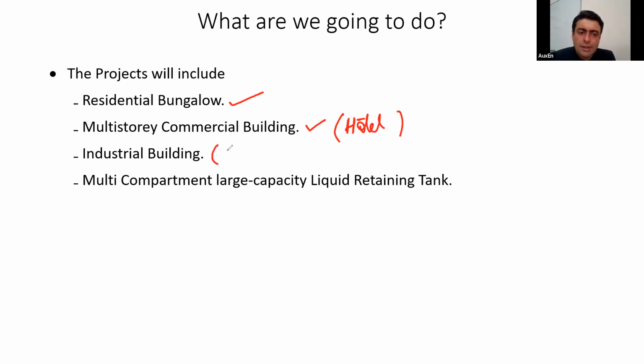So this is actually a soda plant. Soda, not the soda water soda, but soda chemical compound manufacturing plant. So this is going to be a soda manufacturing plant, and it is going to be a unit of that plant. An entire plant will have several units. This is going to be one unit that we are going to do when we take up this industrial building. And then in the end, we will do a multi-compartment, large capacity liquid retaining tank. So this is going to be an ETP.